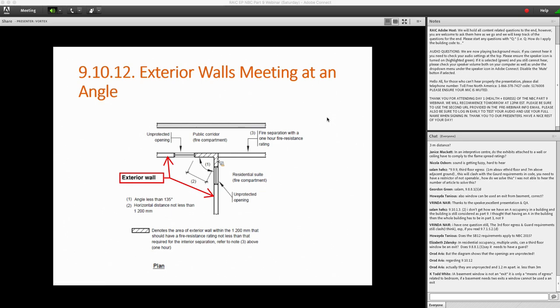I believe this is not explicitly mentioned in the code, but there is a similar requirement in Part 3 of the code for exterior walls exposed to an exterior. So because Part 9 buildings are typically not sprinkler protected, that's why the portion of the exterior wall within the 1.2 meters from the window has to be protected, and this is to limit or prevent any exposure issues from one fire compartment to the other through the exterior walls.